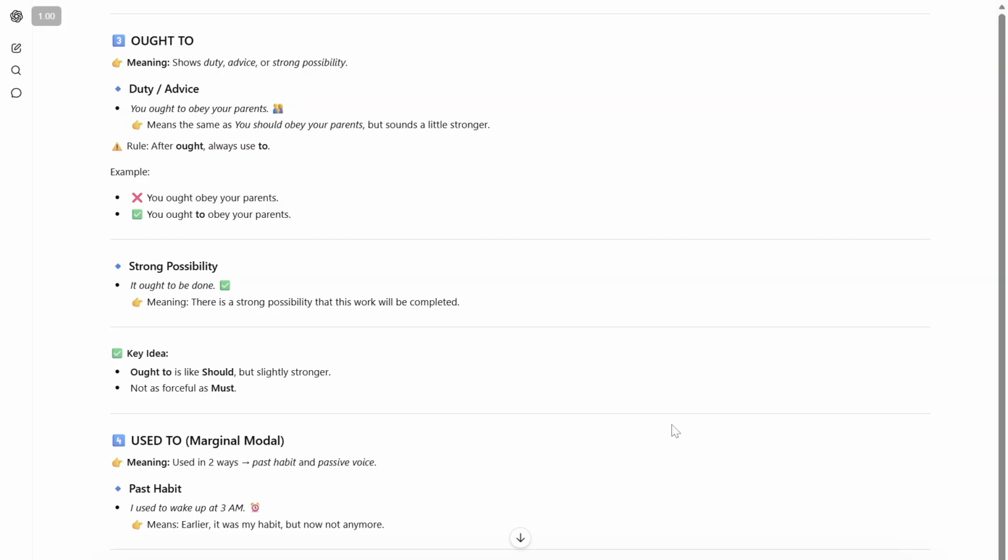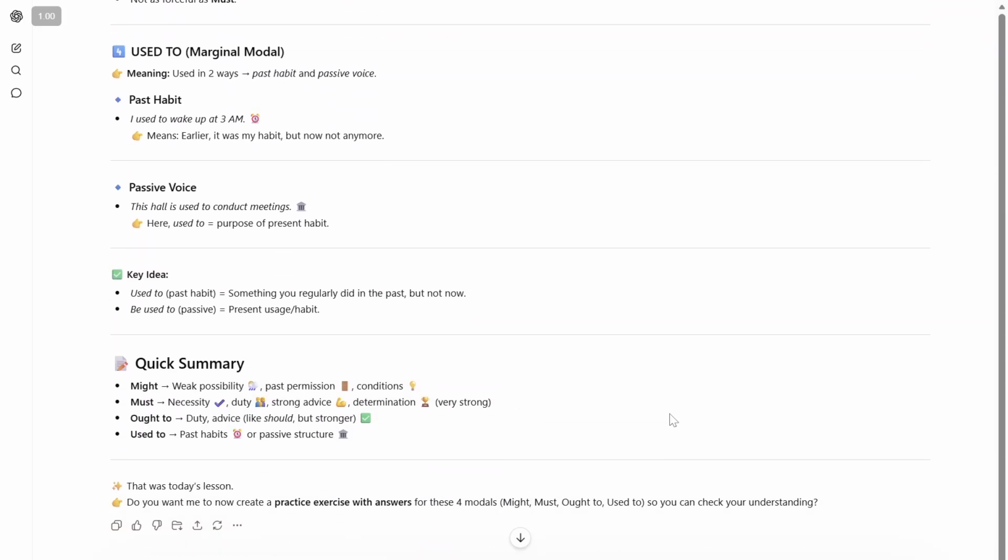Quick summary. Might: weak possibility, past permission, conditions. Must: necessity, duty, strong advice, determination, very strong. Ought to: duty, advice, like should, but stronger. Used to: past habits or passive structure.